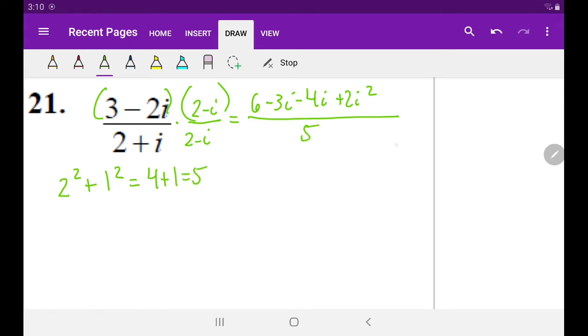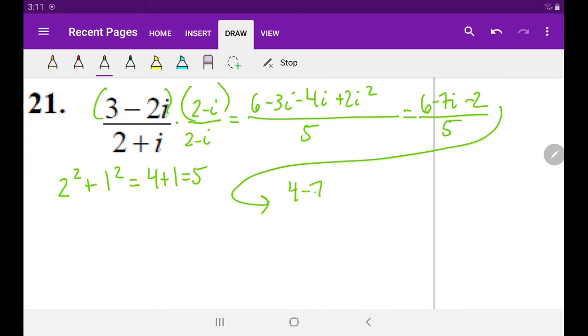Okay, so we're going to go ahead and simplify this. So I'll have 6, negative 3I minus 4I, that's negative 7I. And then plus 2I squared, well, that I squared becomes a negative, so then that turns into minus 2. And then this is all over 5. Now, 6 minus 2 is 4, so we'll have 4 minus 7I over 5. Not 7, that should be 5. Okay, and that's our answer there.